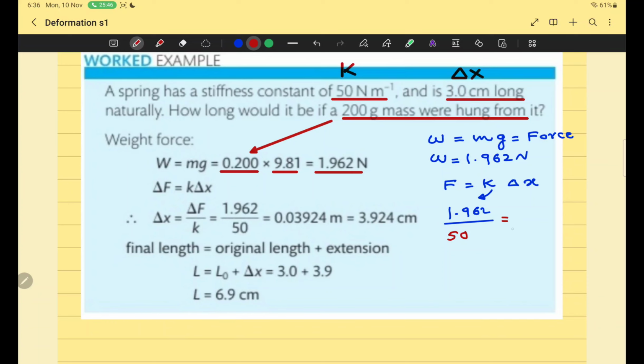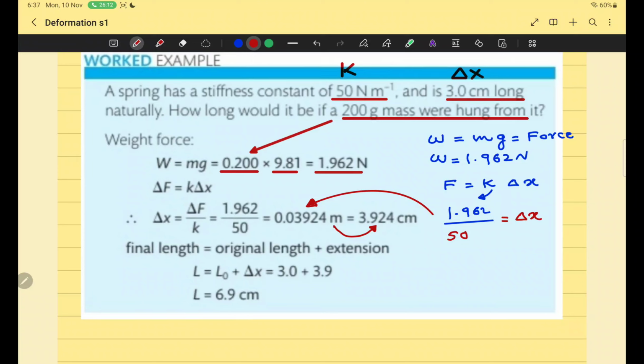So if you divide by K, then obviously you can calculate delta x, and this delta x is in meter, 0.0392. This is in meters, and if you multiply with 100, then it is converted into centimeter.